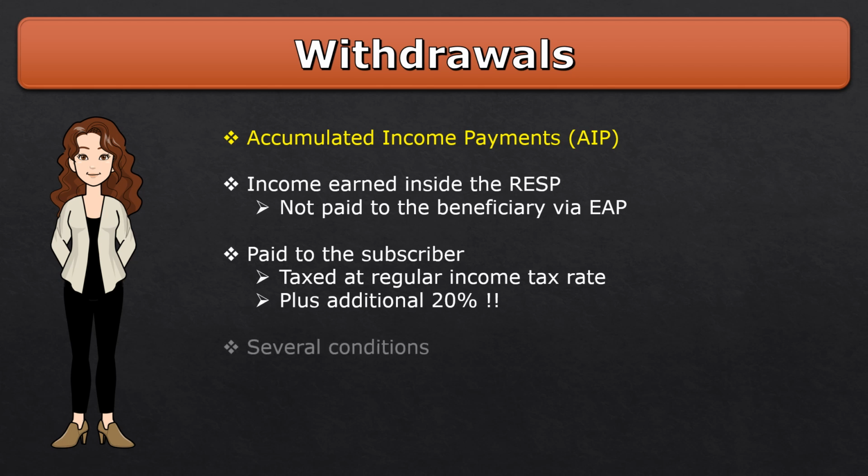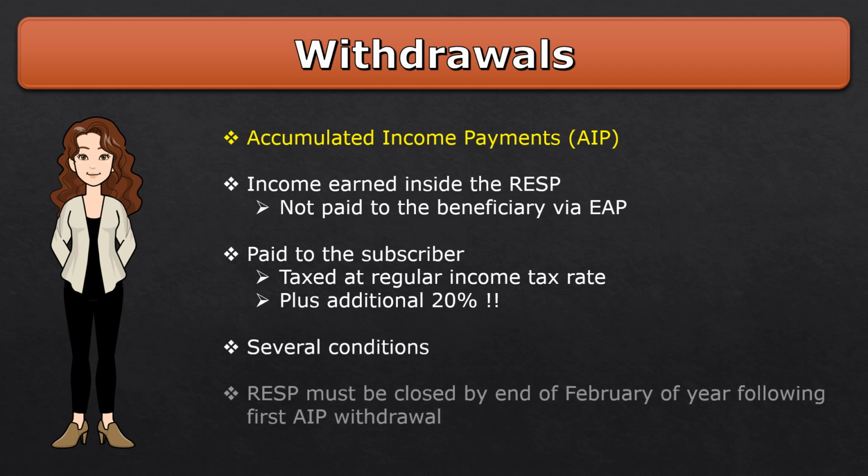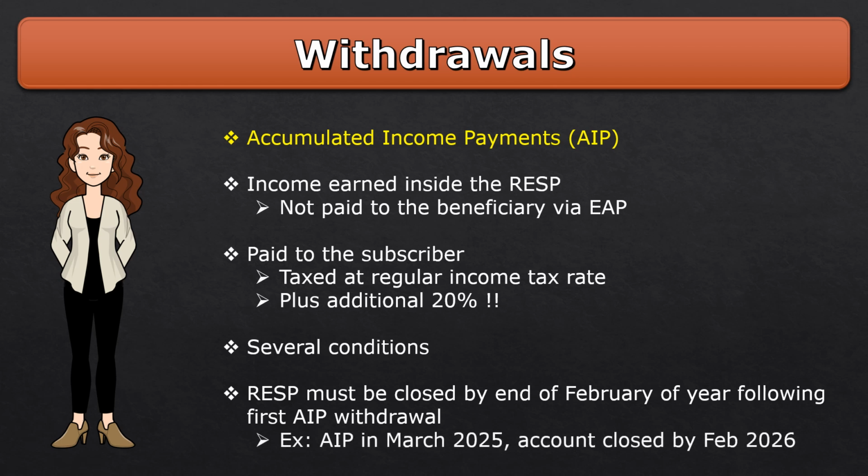Plus, there are several conditions which must be met to be able to withdraw AIPs, and the RESP has to be closed by the end of February of the year following the first AIP withdrawal. For example, if an AIP is withdrawn in March 2025, the account will need to be closed by February 2026. Now that we've discussed the 3 types of withdrawals, let's go into more detail regarding EAPs, since that's the main reason why an RESP is opened, to help pay for your child's post-secondary education.